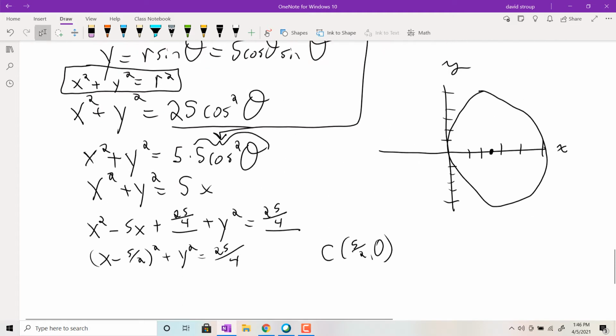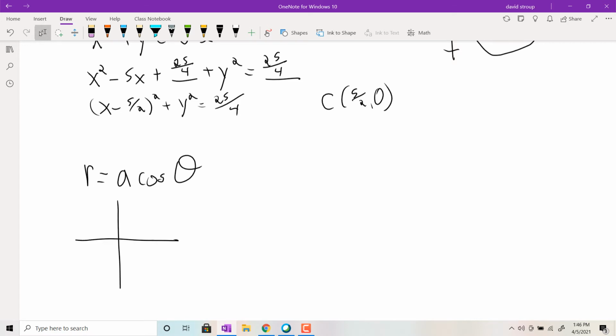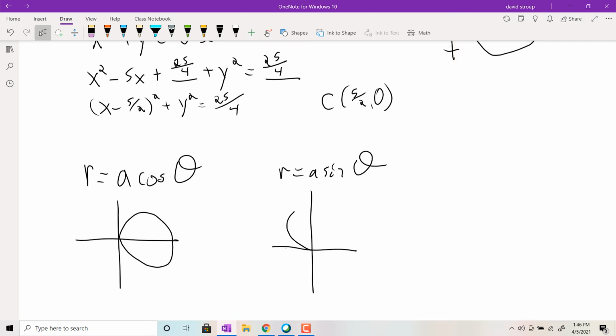Okay, so you're going to have these two forms here, and you don't need to memorize them. r equals a cosine theta, and those will always look like this. And then r equals a sine theta, and those will always look like this. Where a is going to be the diameter. You may think of a as the radius, but it's actually the diameter.